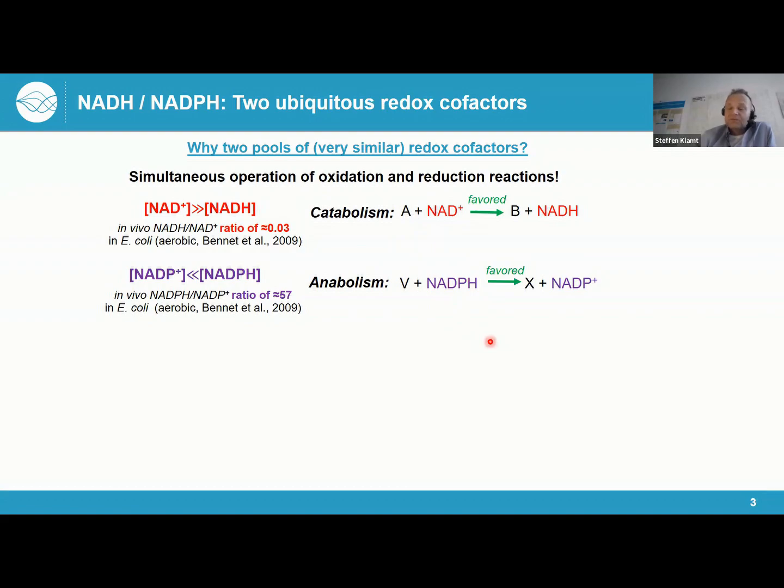However, this is only half of the story, because in the end, every NADH that is produced in the metabolism must be reoxidized to replenish the pool of NAD. And likewise, every NADP that is produced must be re-reduced in order to replenish the NADPH pool. And these reactions, of course, are much less favored because you have low concentrations of NADH and low concentrations of NADP.